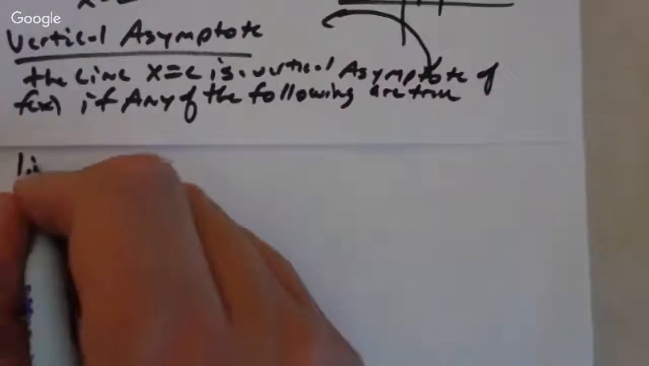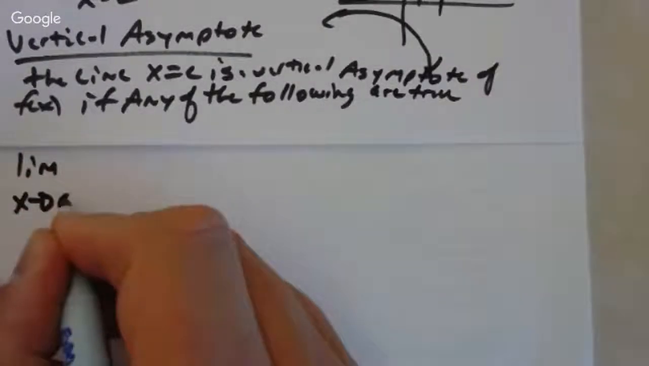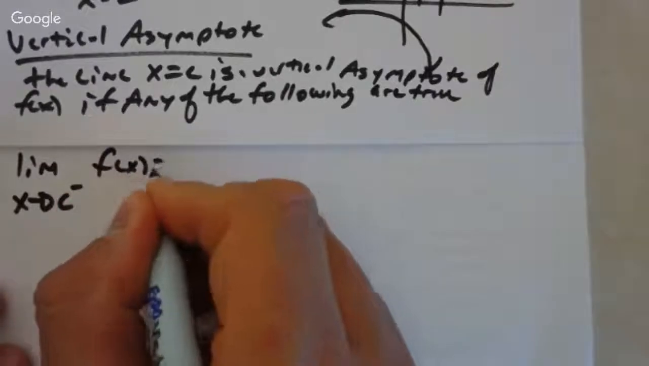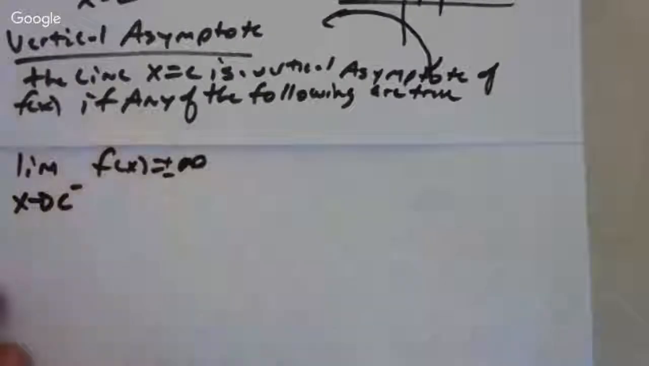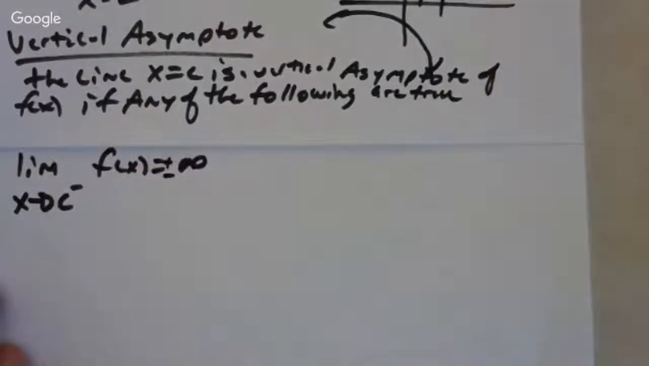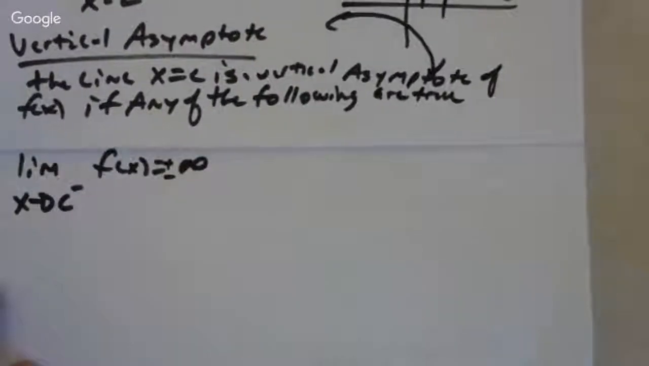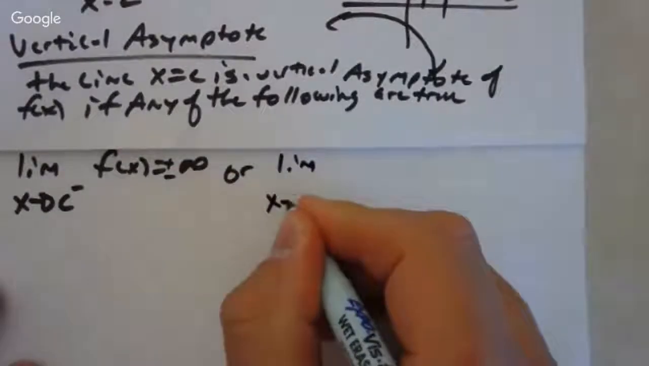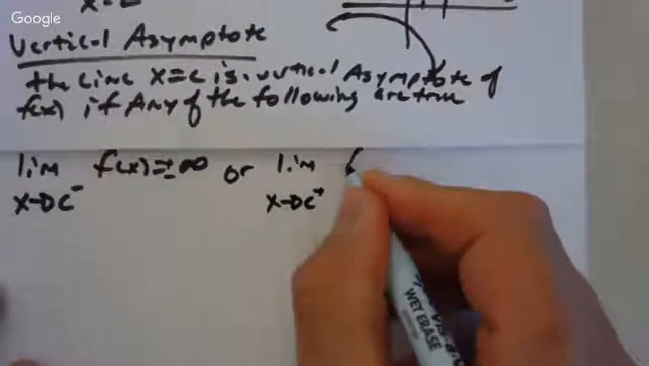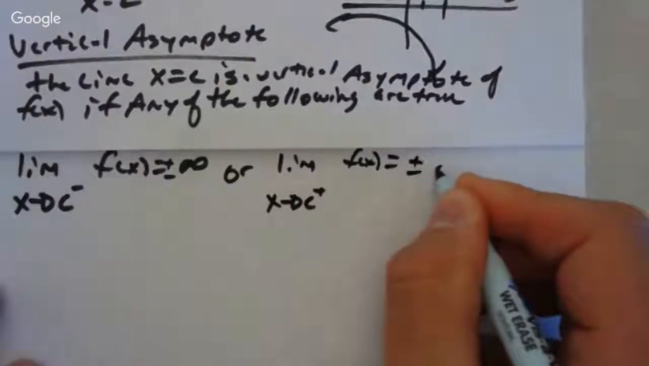The limit as x approaches c from the left of f of x is equal to infinity. And I'm going to be lazy and put plus or minus infinity. And really, I hate that equal sign, but yet it is in your book, so I'll use it. Or the limit as x approaches c from the right of f of x is equal to plus or minus infinity.